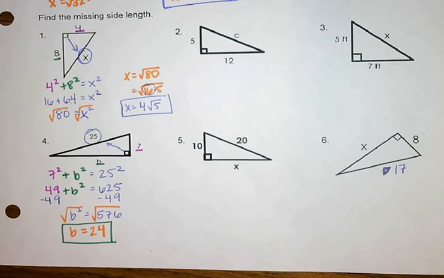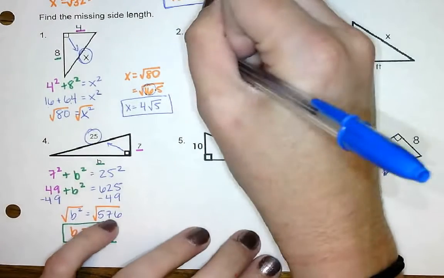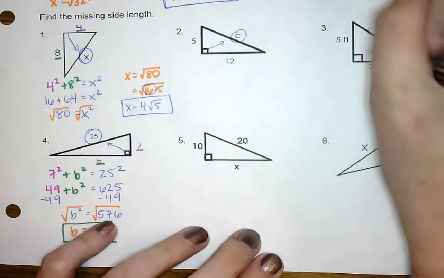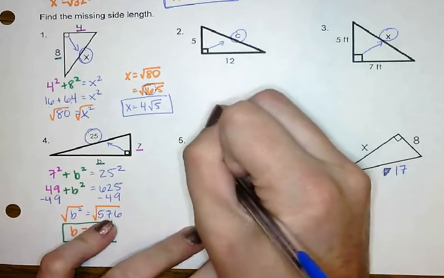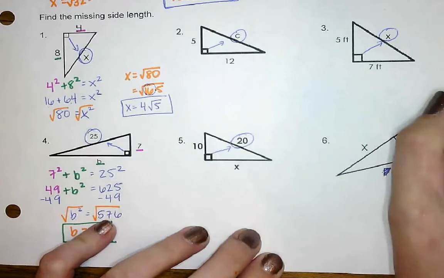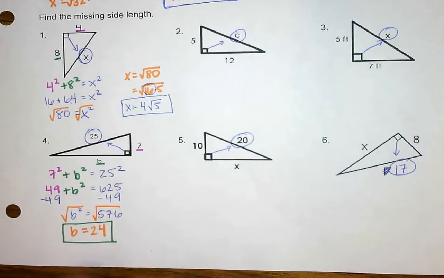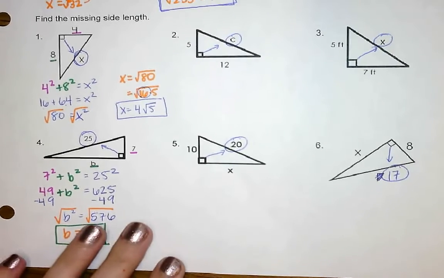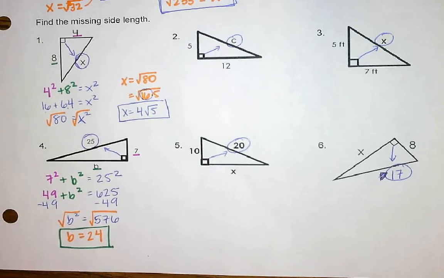Make sure that you identify which one is your hypotenuse so that you are setting up your equations properly. So go ahead and solve 2, 3, 5, and 6, and then once you've done that, you can flip over to the back side of the page and work on the mixed practice there.